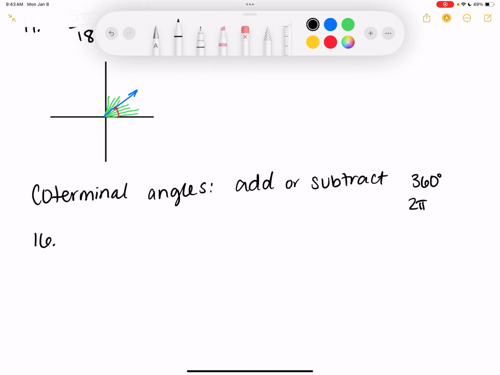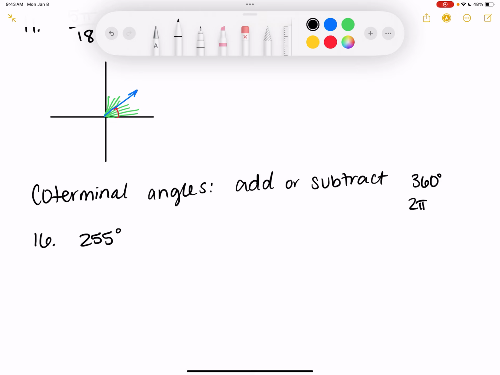So 16 is 255 degrees. So what I'm going to tell you is there are infinite amounts of angles that are coterminal with that angle. Okay, I can add 360 as many times as I want, and I can get an angle. I can subtract 360 as many times as I want, and I can get an angle. But what I want is the first positive and the first negative one that you get to. I don't want you to subtract 360 like 8 times and give me that angle. I just want you to do it until you get to the one negative angle.